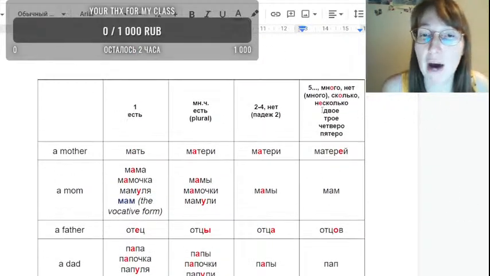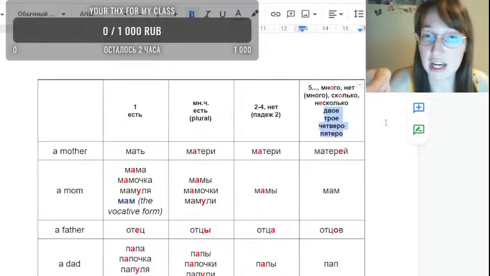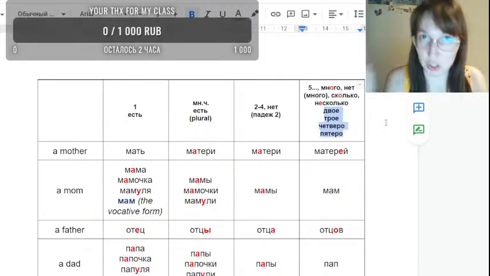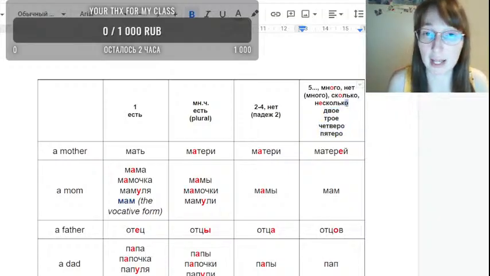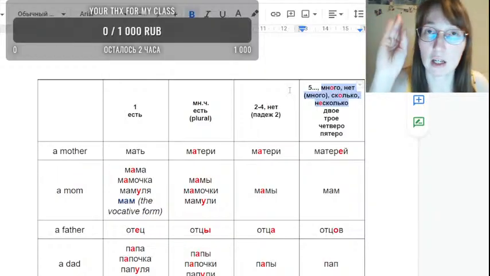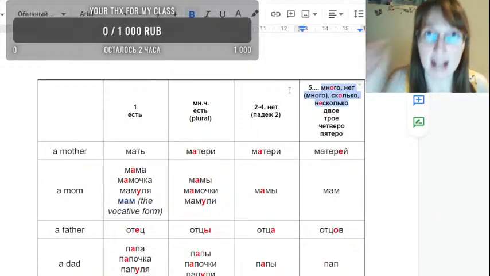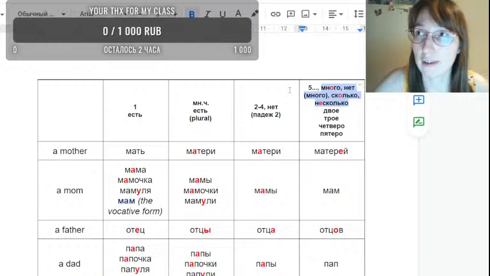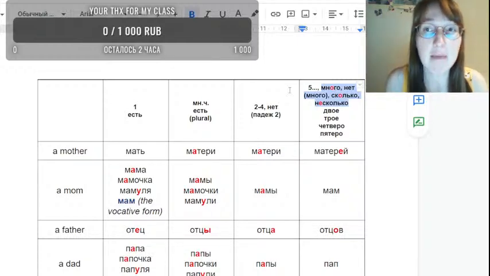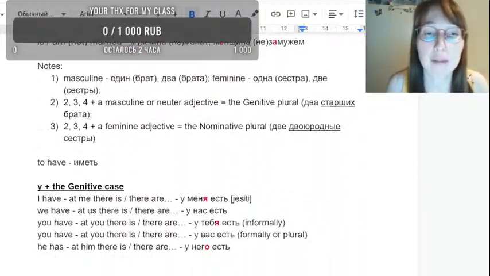We will talk about these words like двое, трое, четверо, пятеро later. They are written here, but it's not today's topic. Now let's memorize these words. Много, many or a lot of. Сколько, how many, how much. And несколько, several, a few, some. Let's memorize them and go below the table for our practice.